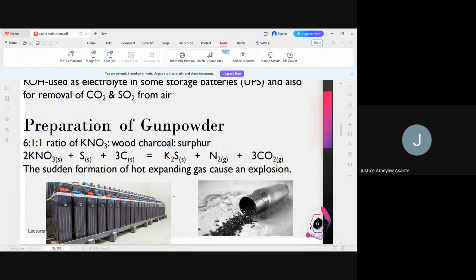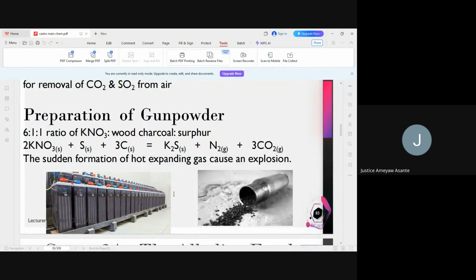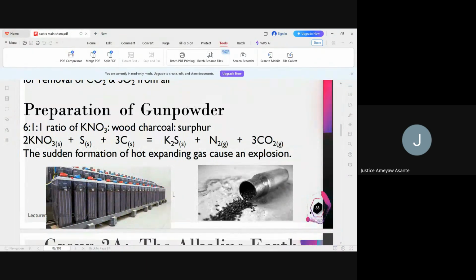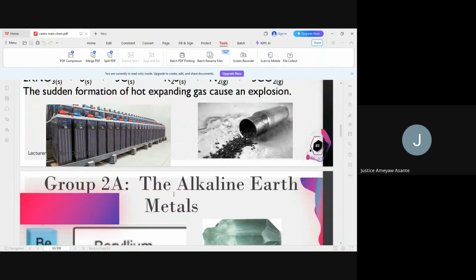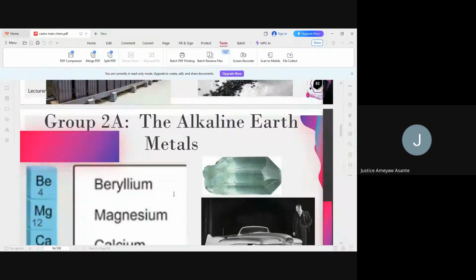In the preparation of gunpowder, what do you do? You go for potassium nitrate, what we call wood charcoal, and burn it with sulfur. So sulfur plus carbon plus potassium nitrate is going to give you an explosion. And this is what we use in the gun. So gunpowder comes with fire, we fire it and produce this. Now, so we have a lot.